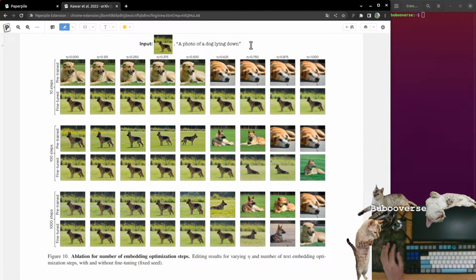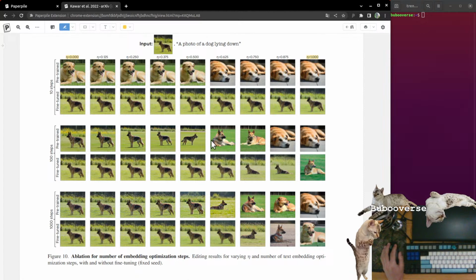And then that's at eta equals 0. At eta equals 1, it's going to be a photo of a dog lying down. That's what I have for a photo of a dog lying down. The fine-tuned one is just all the same original image, so regardless of what you give it, it's giving you the same image. Kind of a similar thing happens here. Again, this boundary here is crossed.